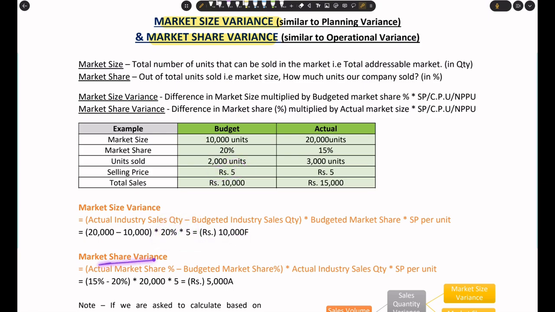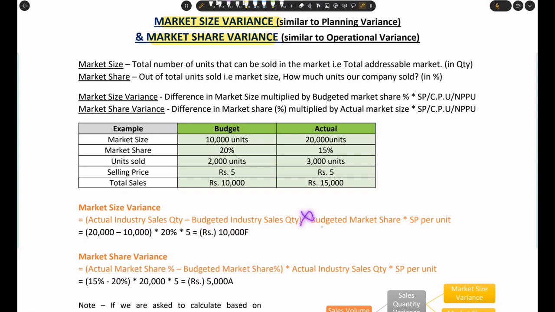Okay, then market share variance. You have to calculate the actual market share percentage, which is 15%, minus the budgeted 20%, multiplied by the actual market size, which is 20,000. Okay, 20,000 multiplied by the selling price per unit. This is simple, a kind of reciprocal thing, you can get the answer logically, because actual minus budgeted is logical, you can't get this wrong.